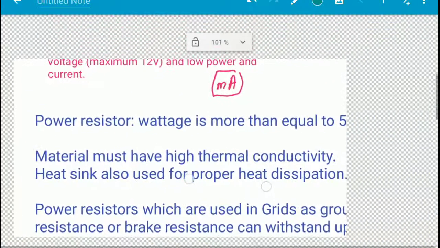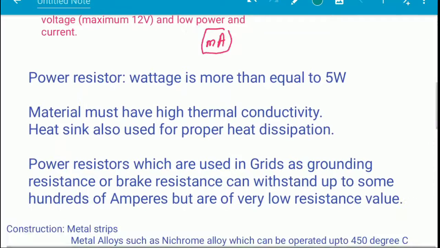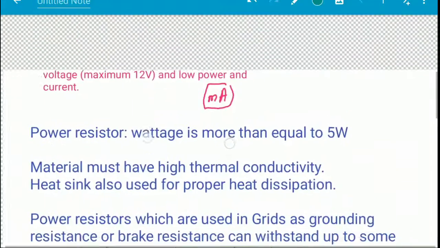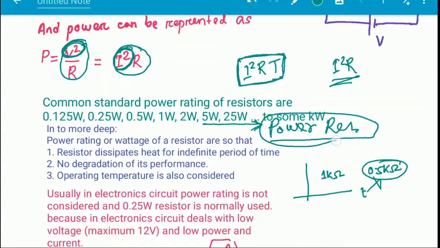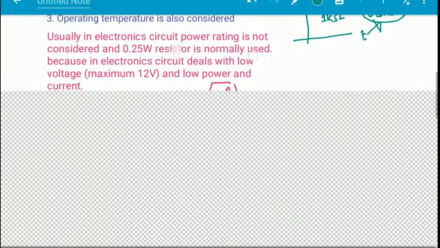First thing is power resistors. What are power resistors? If the wattage of that resistor is more than or equal to 5 watt. I have given here some resistances, with wattage from 5 watt. This is called a power resistor. Power resistors are just like power electronics. When electronics is used for heavy power or high power operations, then this is called power electronics. Like this, here also, this is a power resistance when it is operated for high power applications.